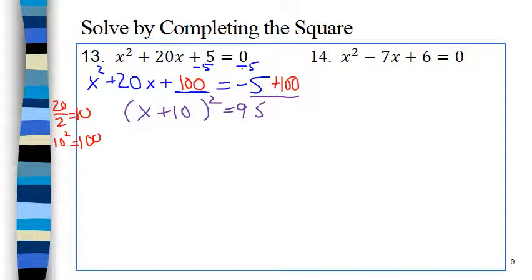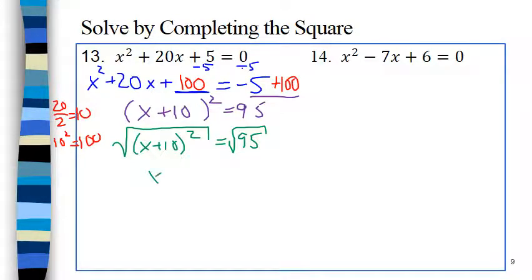Now I have something squared equals 95, so I can take the square root of both sides. So the square root of x plus 10 squared equals the square root of 95. The square root of anything squared is just itself, so I have x plus 10 equals the square root of 95. And if I subtract 10 from both sides, x equals negative 10 plus the square root of 95.